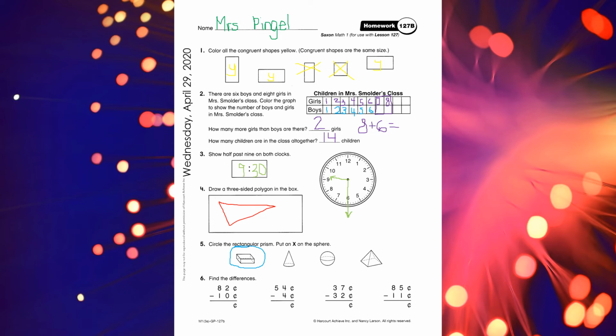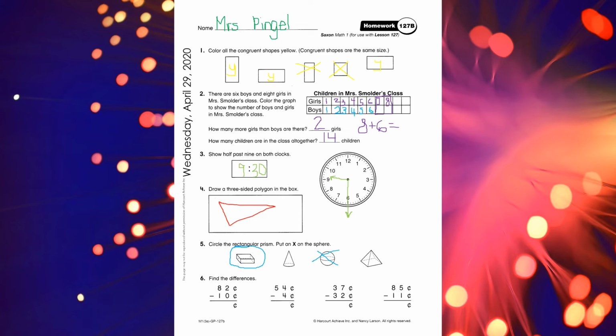And then it says put an X on the sphere. A sphere is like a round ball or shaped like the earth or the sun. A sphere. What's round? We're going to put an X on the third shape. That is a sphere.